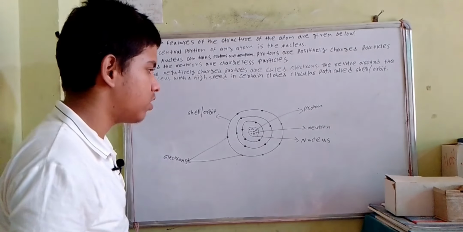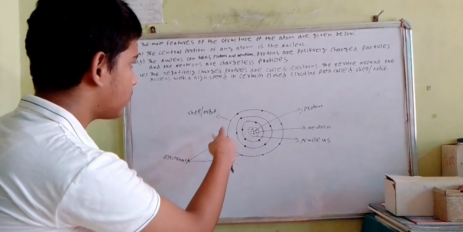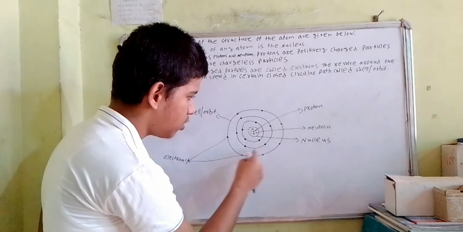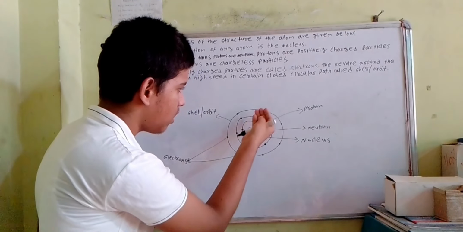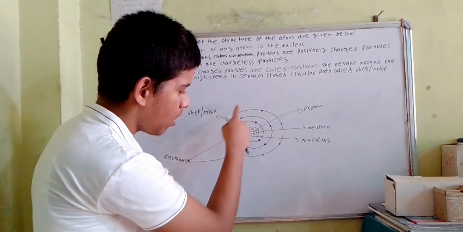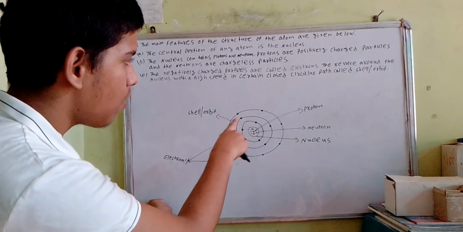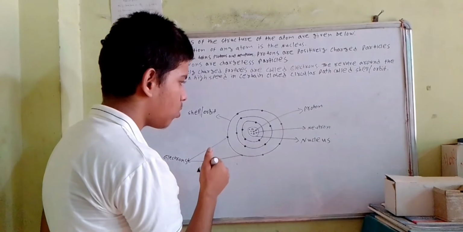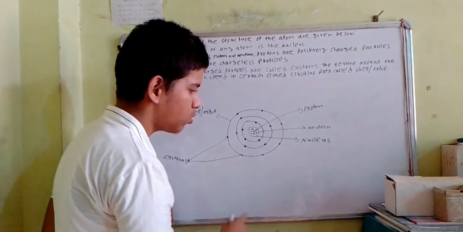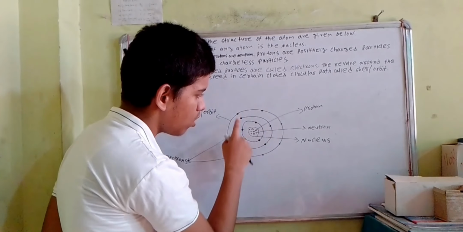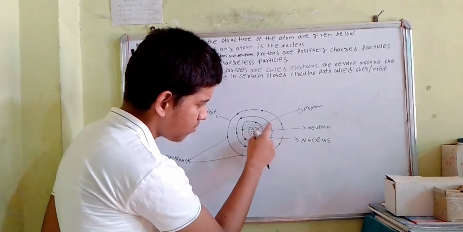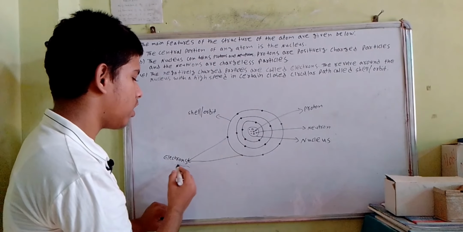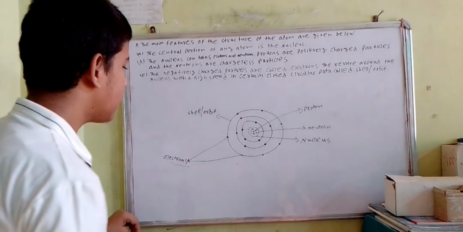So they revolve in a path. You can see this shell. These are called shells, so they are on the shell. They revolve around the nucleus in a certain path called a shell or orbit. You can see these little dots in every shell. They are electrons. And electrons are negatively charged particles.